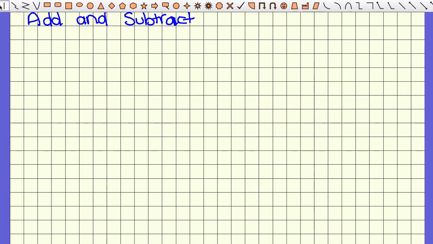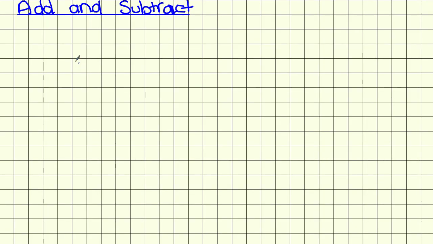Okay, so add and subtract. Like this. For example, if you have the matrix A, let's call this A, B, C, D. So that's a 2 by 2 square matrix. If you have B, let's call that E, F, G, H.